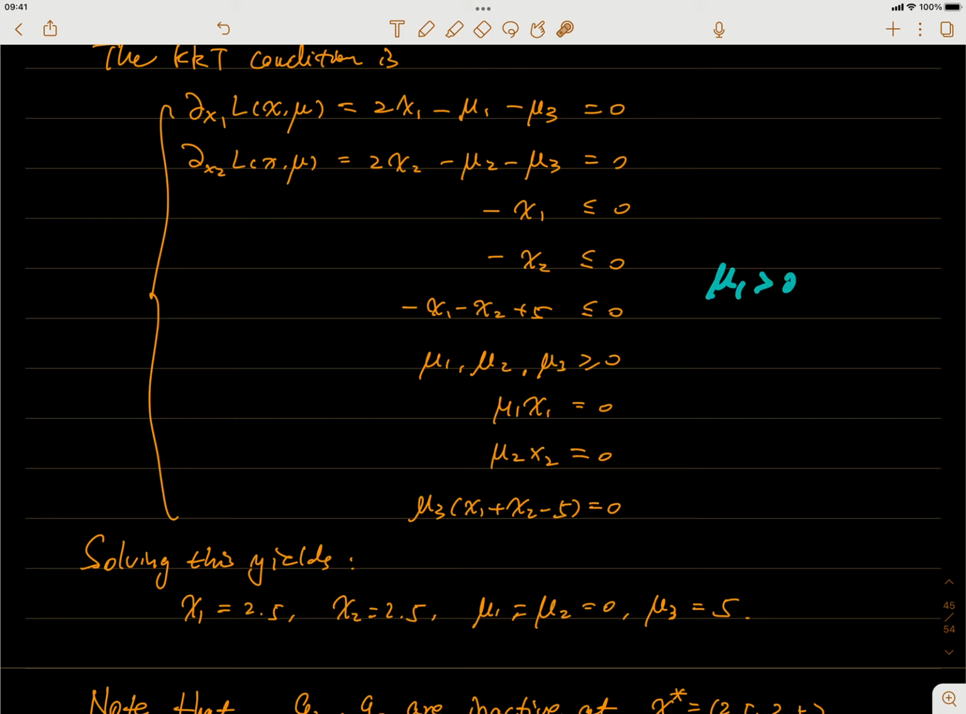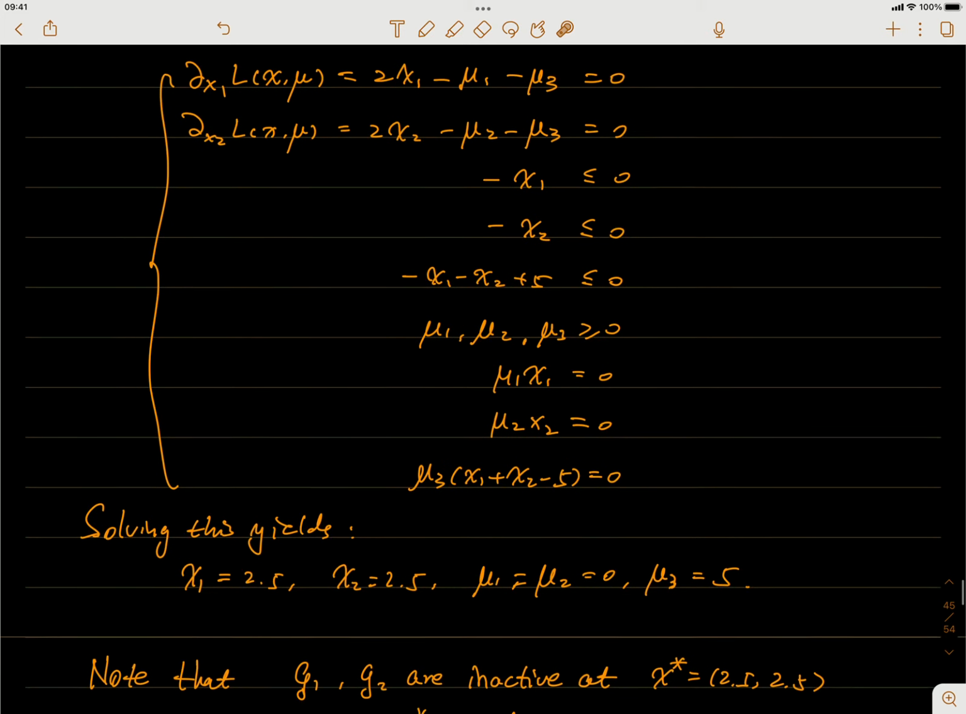Mu1 greater than 0, mu1 equal to 0, and the mu2 greater than 0. You just make all kind of combinations and see what the result is. Apparently, this complexity will grow very quickly if you have more and more variables. Fortunately, we only have like 3 variables. 2 variables plus 3 multipliers. So this is still doable, right? It's still doable by hand.